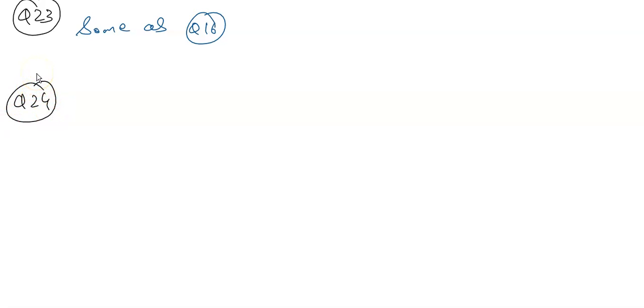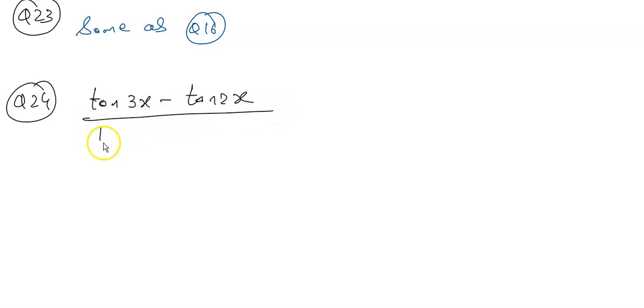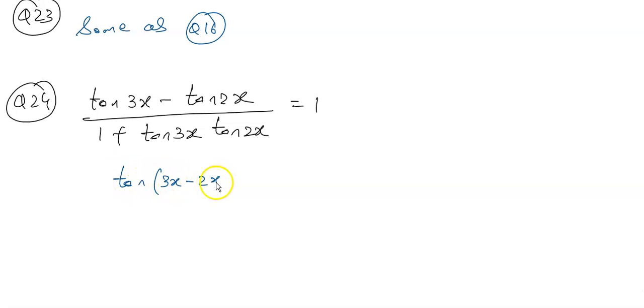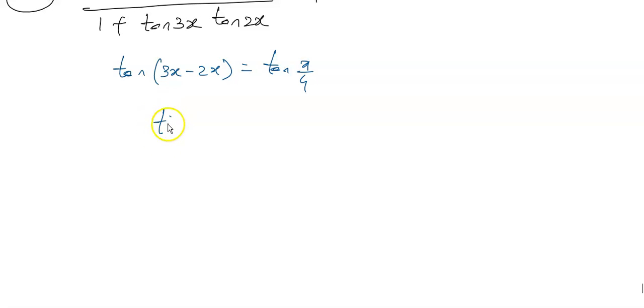Then question 24. The set of values of x for which tan 3x minus tan 2x upon 1 plus tan 3x tan 2x equals to 1. If we understand it, we can directly write the left hand side: tan a minus tan b upon 1 plus tan a tan b is written, and that is nothing but tan of a minus b. This is given to us as 1, so this can be written as tan of a minus b equal to 1, which we can write as tan pi by 4. So this is tan x is equals to tan pi by 4. So what solution comes from here? x is equal to n pi plus pi by 4.